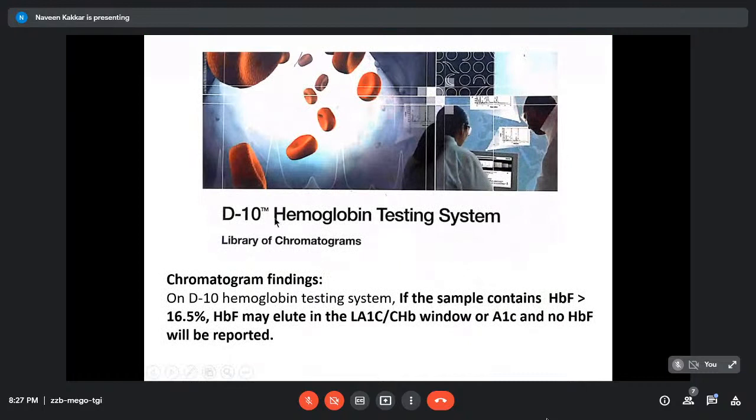So we looked at the library of chromatograms for the D10 system. What does it say? It says on the D10 hemoglobin testing system, if your sample contains hemoglobin F more than 16.5, it may elute in the LA1C HbA1c window and no HbF will be reported. So it's a technical limitation of the instrument where very high F hemoglobin is co-eluted in the glycosylated area. Hence it did not report any F, although all this was F only.